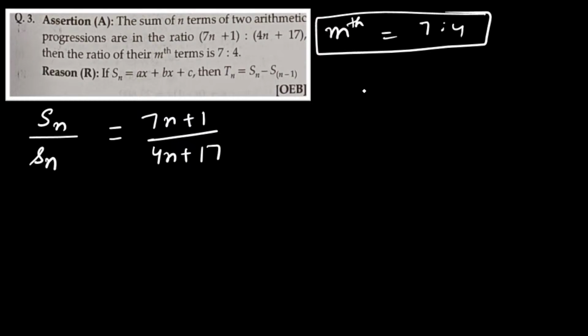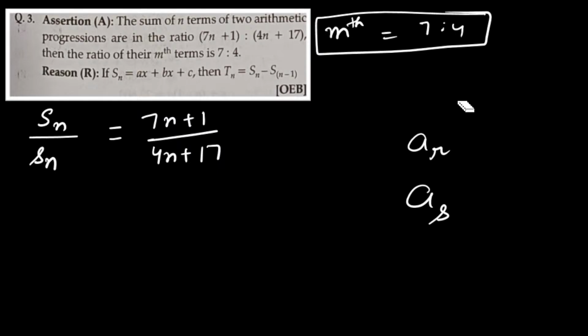That means we just have to replace this n by m. Mth term means am. If they say rth term, it will become ar. If they say any term, like s term, it will become as. So don't get confused there. Only this variable we have to change.